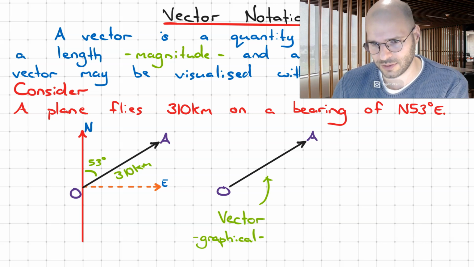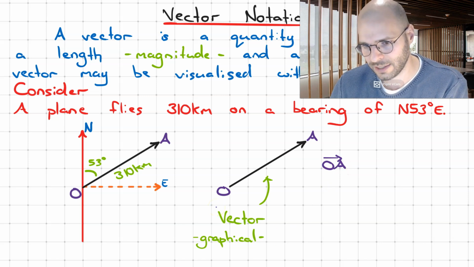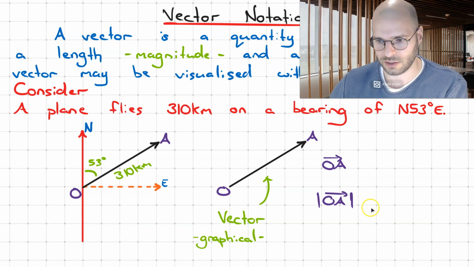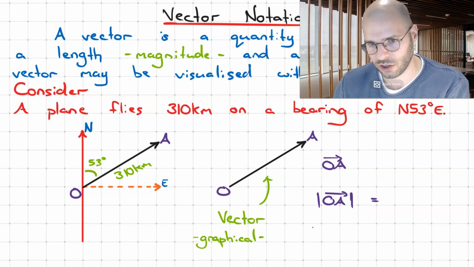If we wanted to represent this vector using the algebraic notation, then this vector might be called vector OA, and we show it's a vector by putting the arrow above it like so. So this is vector OA. If we wanted to talk about the length of vector OA, then we'd say vector OA, and we would put it within the modulus symbol, which is two vertical bars. So this says modulus of vector OA, or in plain English we could just say that this is the length of vector OA, and we know the length of vector OA is 310 kilometers.